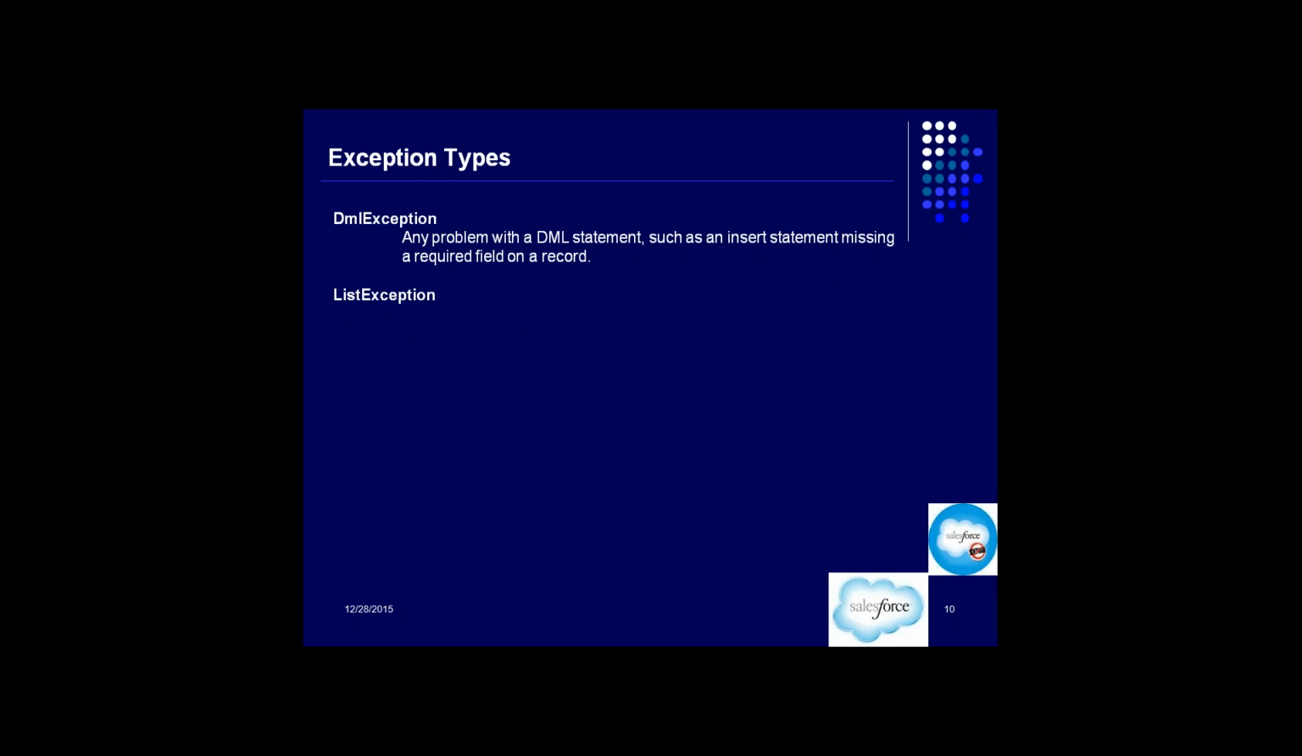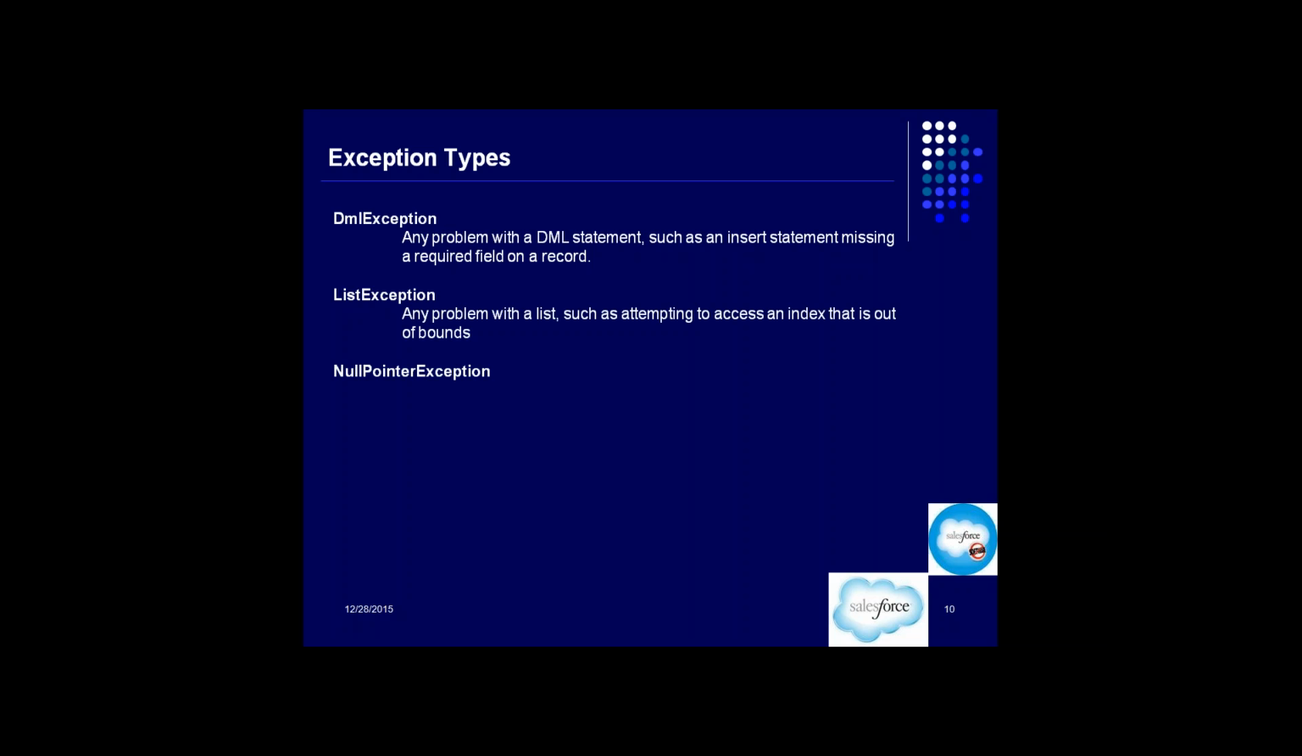List exception. Any problem with a list, such as attempting to access an index that is out of bounds. Let's say there is a list and you're trying to access the 10th value of the list, but the list actually has just 3 values. So that's the list exception. Got it? If you do not have values available in the list which you are trying to access, that's a list exception. Okay.